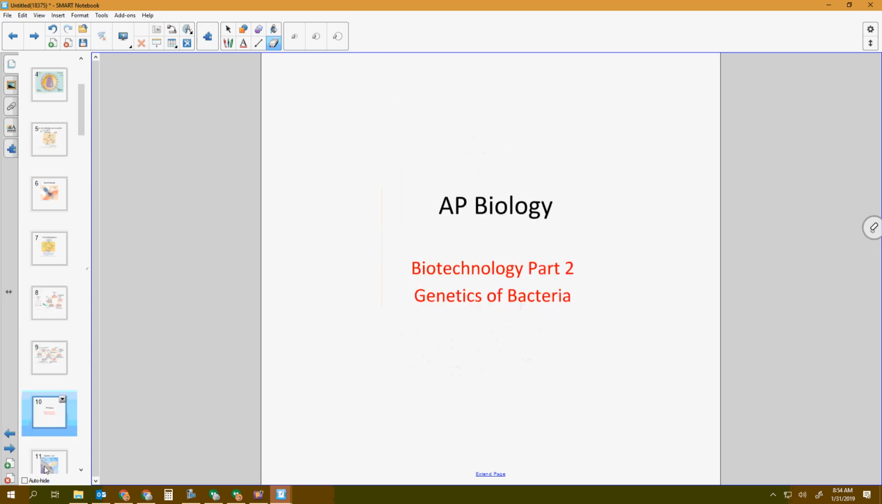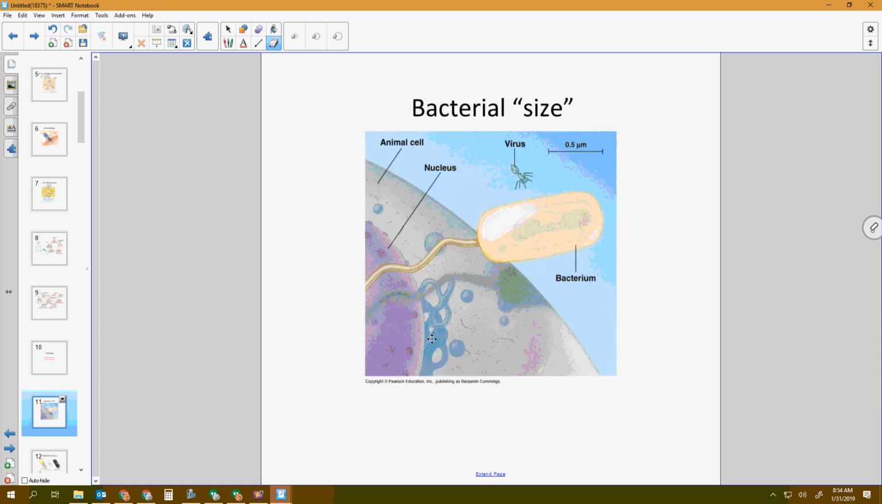So, moving on to part two, getting a little bit more into bacteria. One important thing when we talk about bacteria, here's the size of bacteria again, really small compared to your average cell.